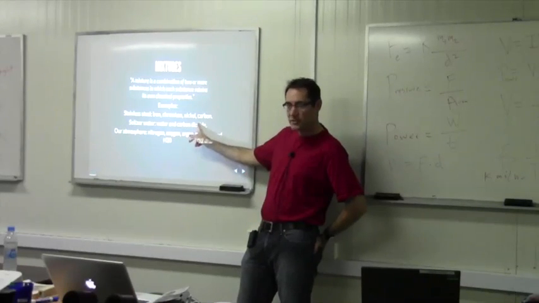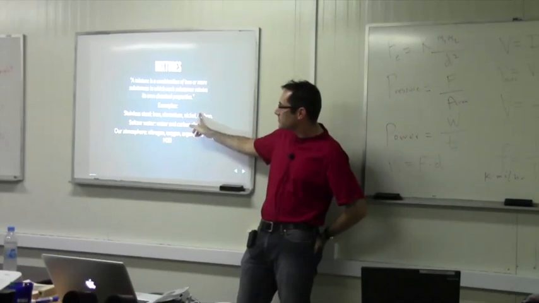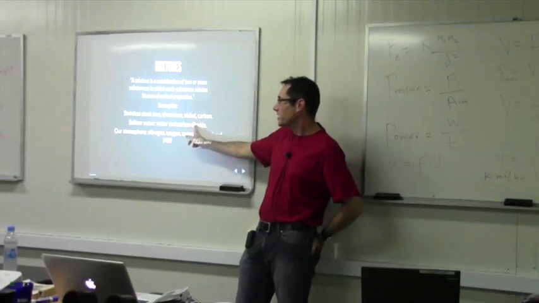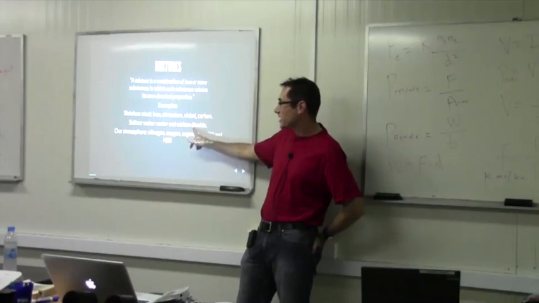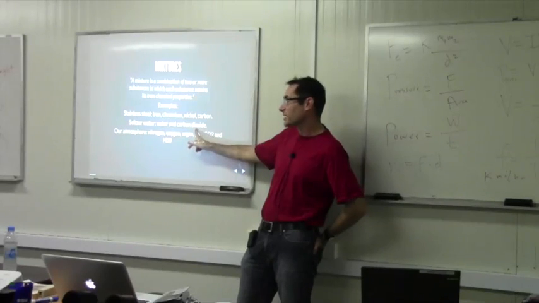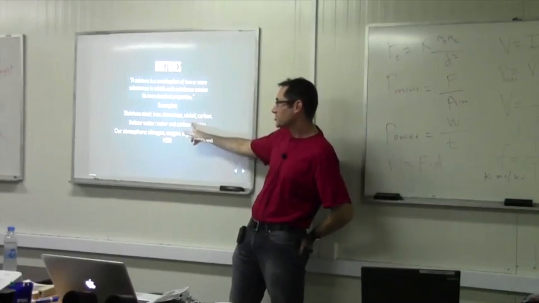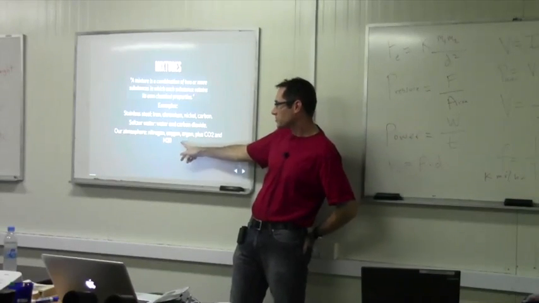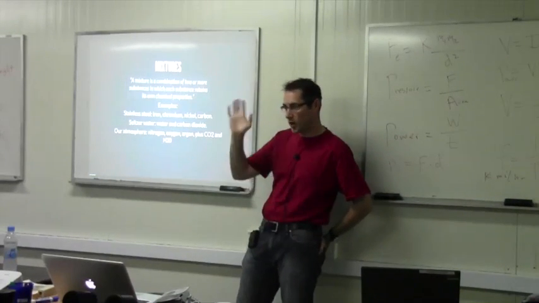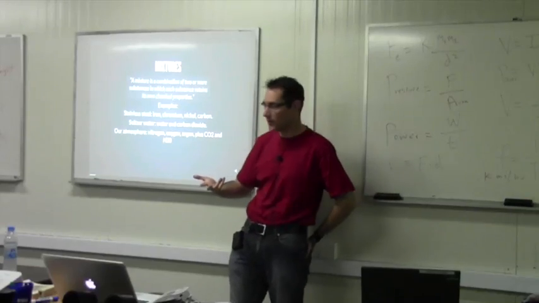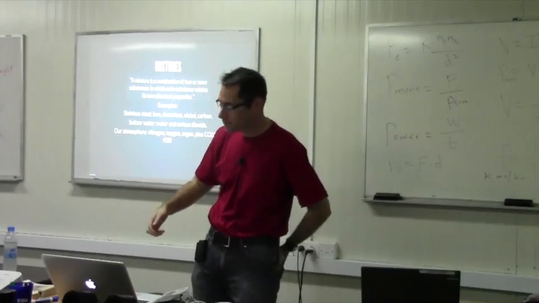Seltzer water. So we can have mixtures that are actually metals. We can have mixtures of solids. We can have mixtures, of course, that are liquids. Water and carbon dioxide is kind of a mix of a liquid and a gas. And then our atmosphere: nitrogen, oxygen, argon, carbon dioxide, water vapor, a mixture of all that stuff.